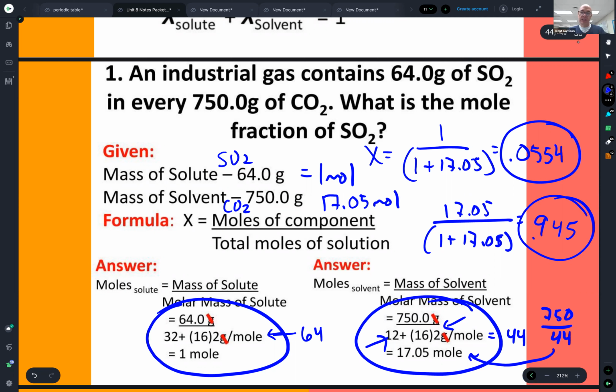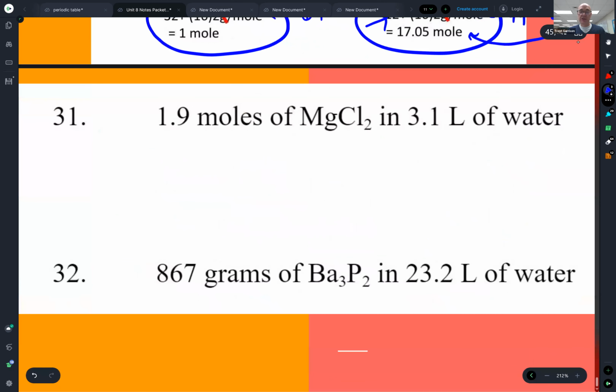Okay, let's go practice a couple more, and then we call it a day, and we call it a unit. And you should be ready then to take an exam next class. Okay, so these are mole fractions. So this one is already in moles, so that's okay. This one is not in moles.